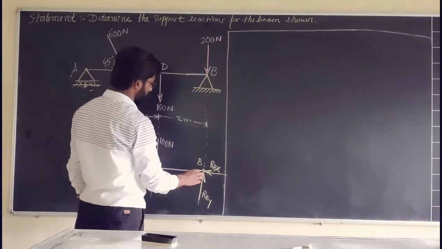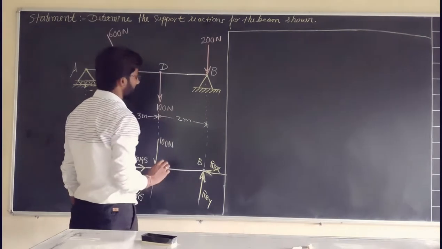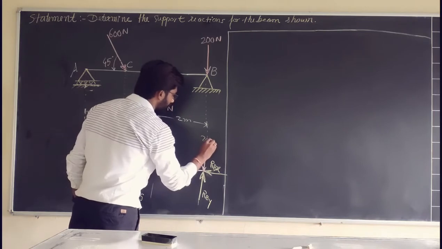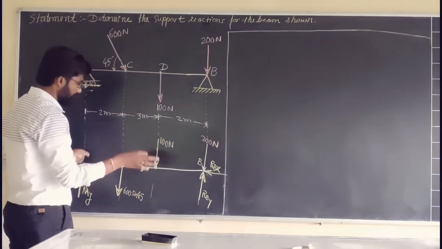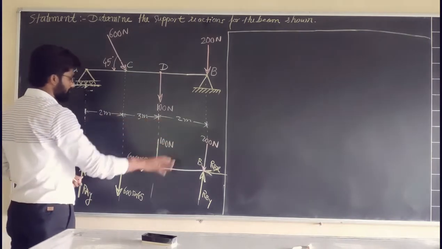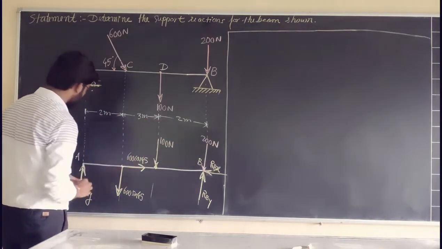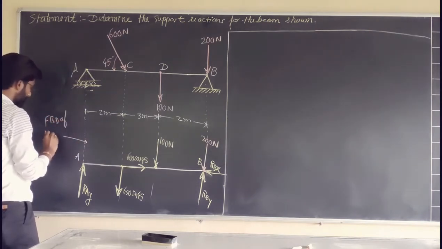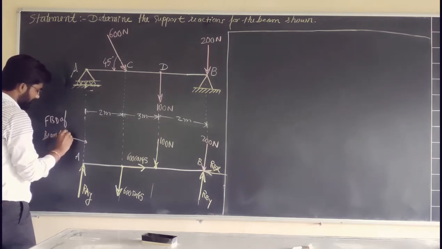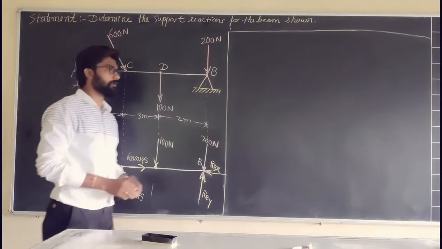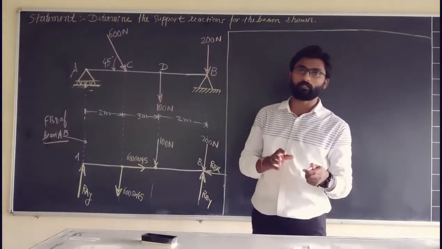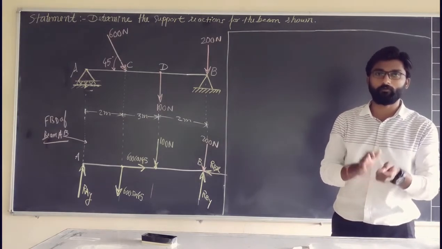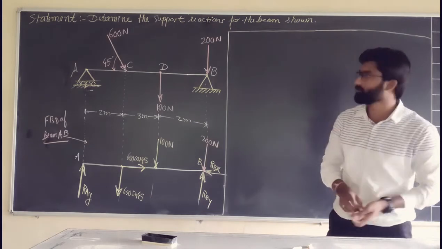Along with this support, we also have a vertically downward force at point B, which we represent as it is: a 200 Newton force. Now our FBD is ready. We will not show the dimensions because we have already taken the projections. This is the FBD of beam AB. Once the FBD is ready, we go for the conditions of equilibrium. We have already seen that for equilibrium of a non-concurrent force system there are three conditions of equilibrium.